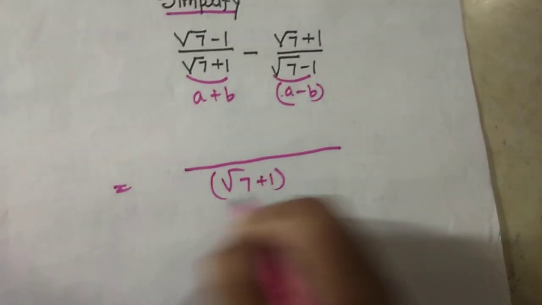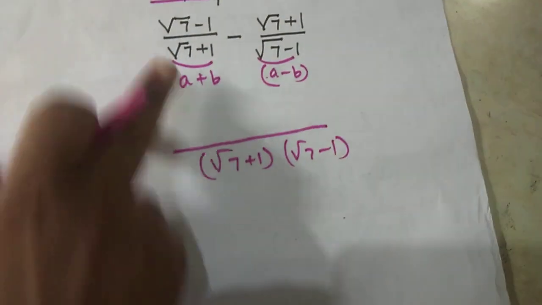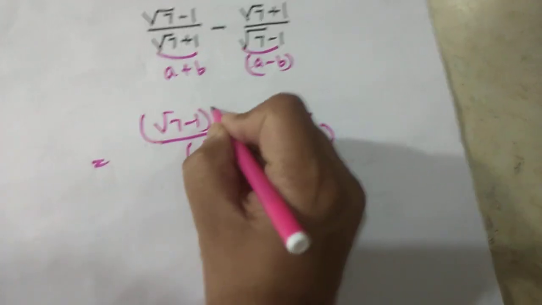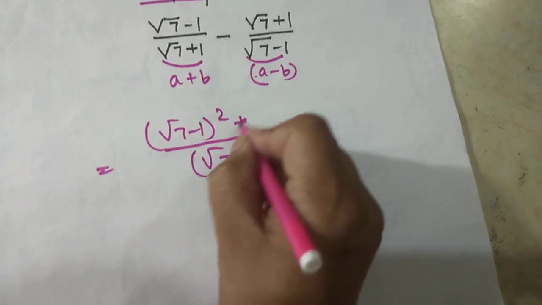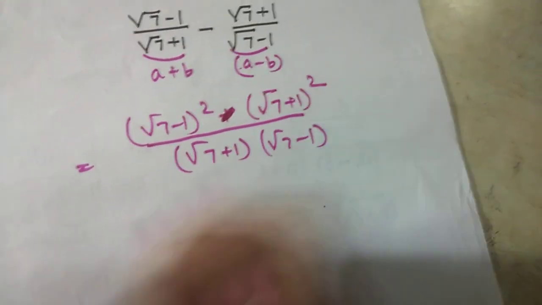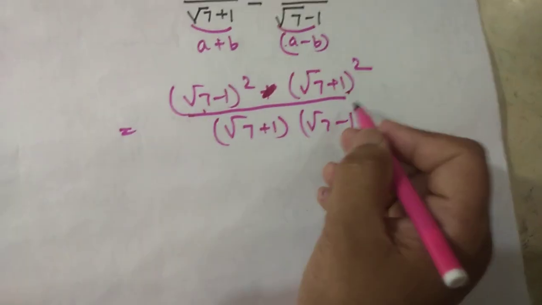Root 7 plus 1, root 7 minus 1. So now root 7 plus 1, root 7 plus 1 cancel. (Root 7 minus 1) whole square plus 7 minus 1, 7 minus 1 cancel. Sorry, here minus (root 7 plus 1) whole square. So this is a minus b, a plus b. See the previous knowledge coming here.